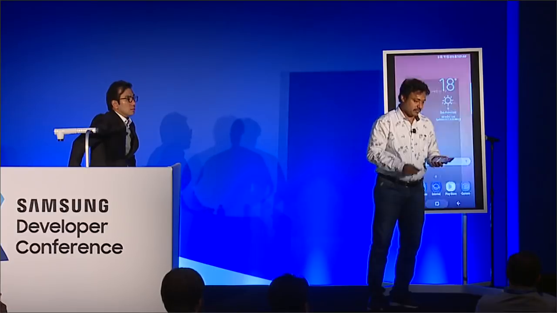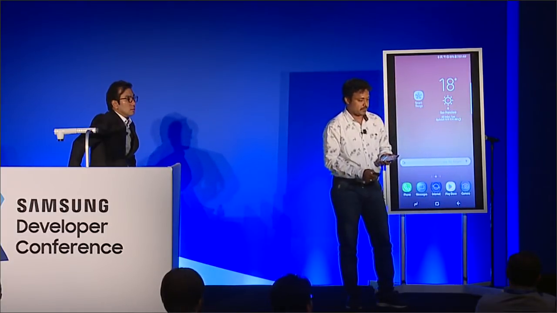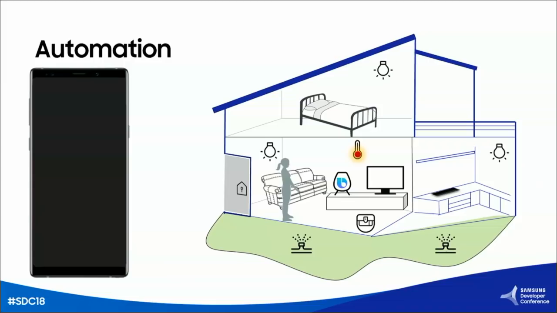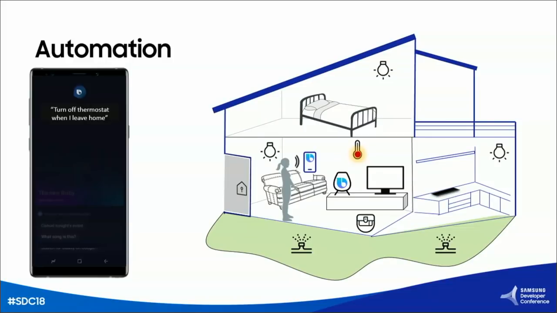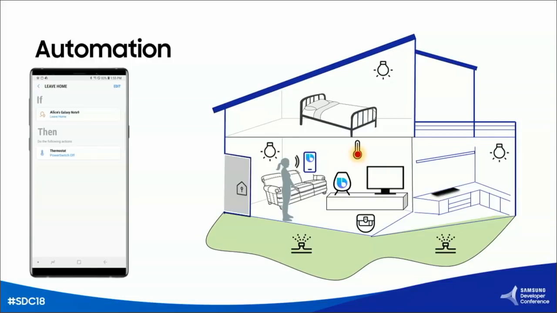So similarly, when Alice is going out of home in a hurry, and say for example, she used to forget to turn off the thermostat, which uses more power. In such cases, she can simply say, turn off thermostat when I leave home. So Bixby understands that, and it creates an automation to turn off the thermostat. So you can see on screen how it creates an automation in the SmartThings app.